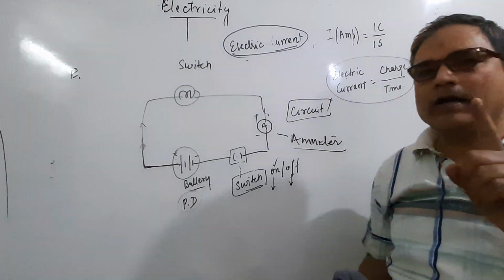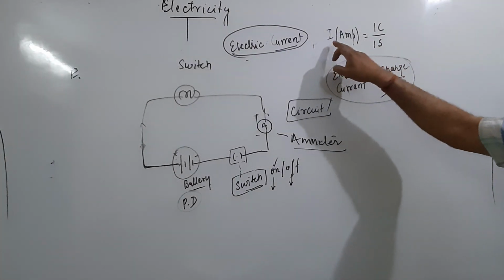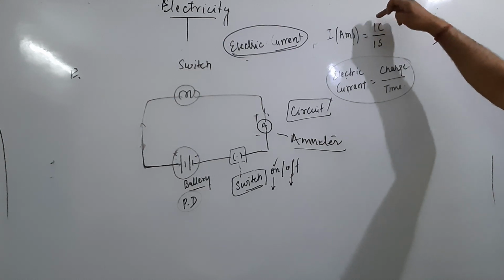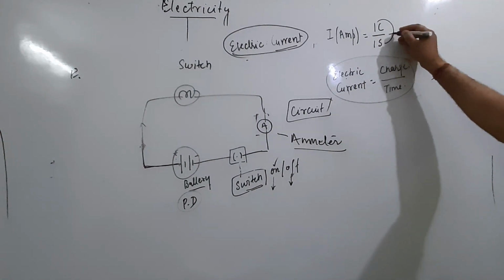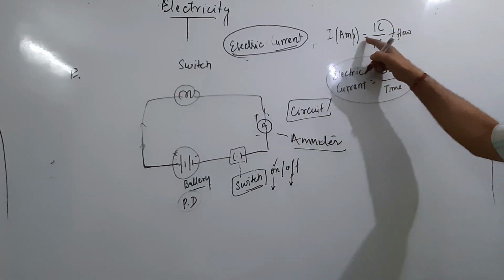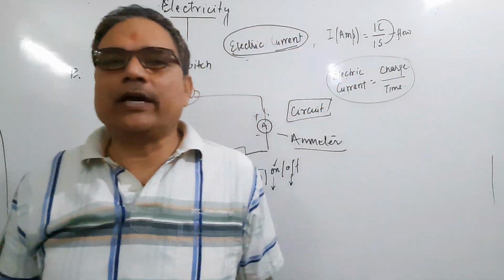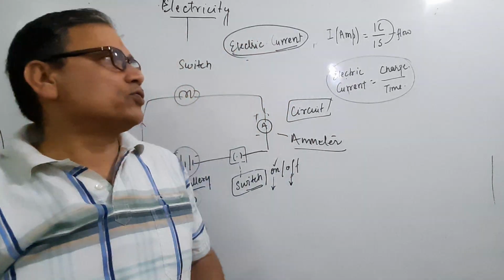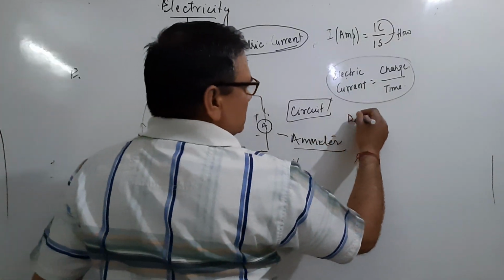What is the unit of current? It is 1 ampere. What is the definition of 1 ampere? When 1 coulomb of charge flows in 1 second, it is 1 ampere. If 1 coulomb of charge flows in 1 second, then the current produced is 1 ampere.